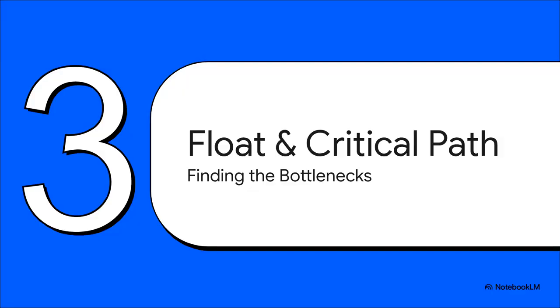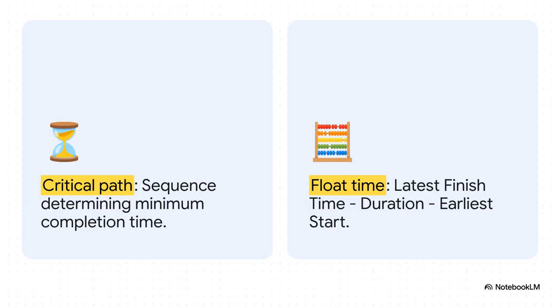Which brings us to Section 3, Float and Critical Path. Let's see how we use those numbers to hunt down the project's biggest bottlenecks. The critical path is essentially the backbone of your entire project. It is the exact sequence of tasks that dictates the absolute minimum time needed to get the job done. If a single task on this path slips, your whole project slips.